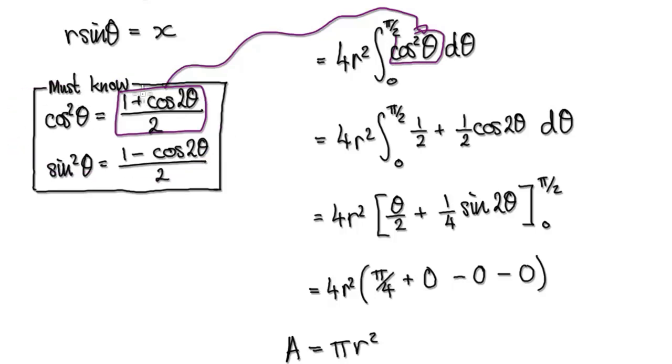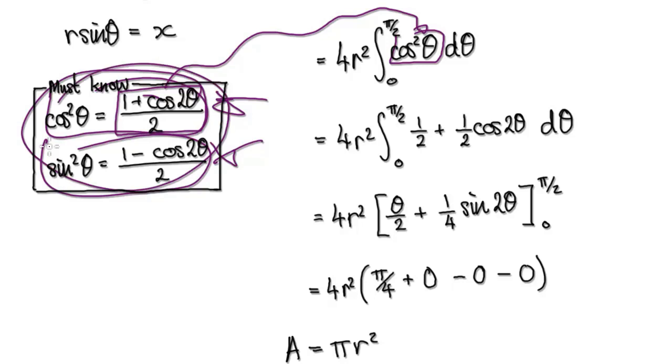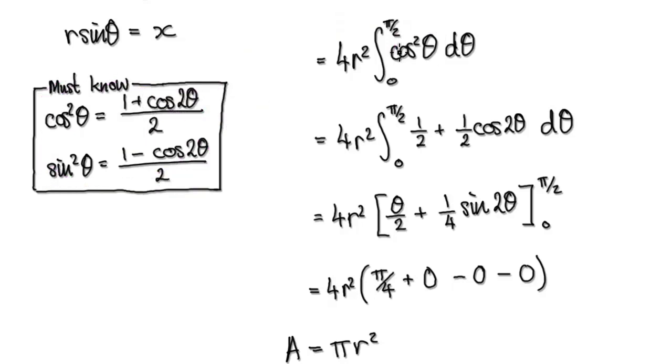So if you don't know this, memorize this by heart, because you're going to use these two again and again. So you might as well memorize these two. Well, to integrate cos squared, we will put this into here. That will then give us this thing here, because I'm just breaking this up as a half, and then cos 2 theta over 2.